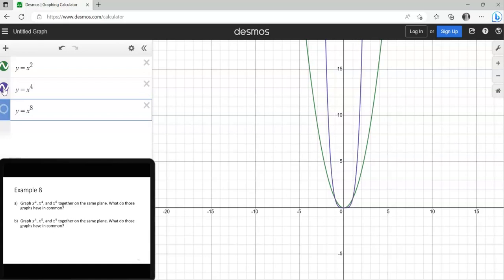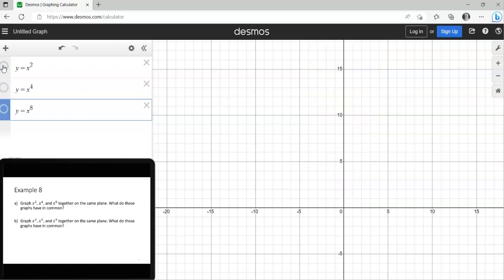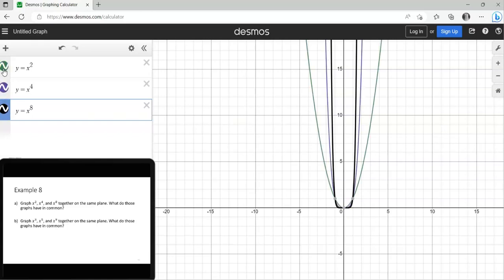By the way, if you click on these little icons on the left, you can hide or show those graphs. So there's y equals x squared right there, y equals x to the 4th, and y equals x to the 8th. And you can see that they all have this kind of U shape to them. But also, as that exponent gets larger and larger, you can see they get more and more narrow. So in terms of what they have in common, they all have this U shape to them.